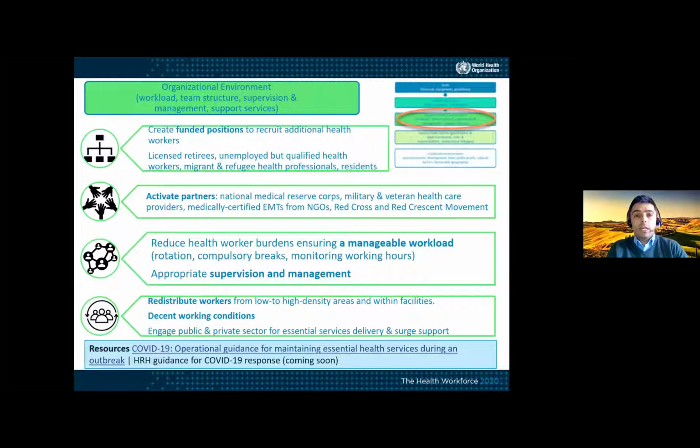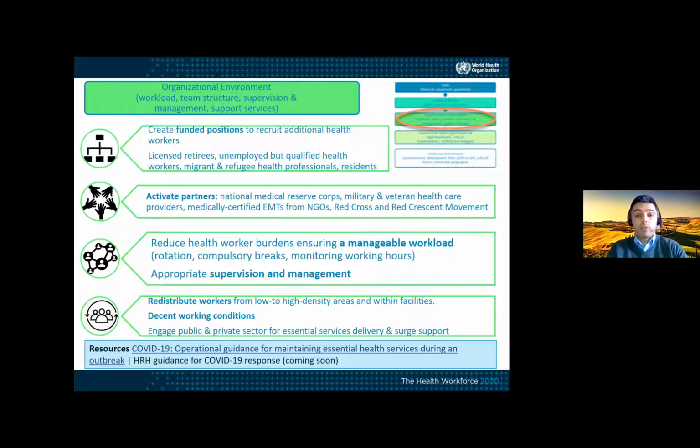In terms of the organizational environment, we know that in some countries and some contexts, the pandemic has posed an exceptional and unprecedented burden on some health services. So in this case, in order to avoid overload, which can quickly result in burnout, poorer quality of care, higher risk of infection of health workers themselves, it may be necessary to move toward hiring additional health workers. This can be a combination of licensed retirees, unemployed but qualified health workers, in some cases even migrant and refugee health professionals, and health workers who are still undergoing their specialization studies.